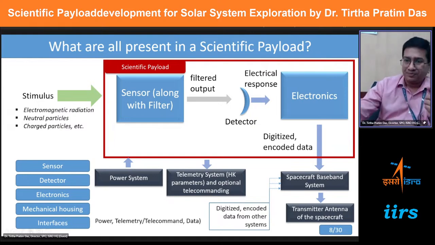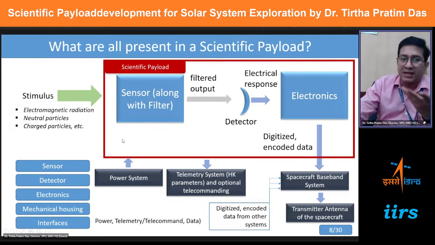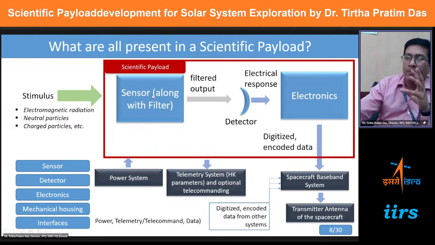Okay. So I have drawn a block, red color block, which I am calling a scientific payload. And let us see what are the things which are inside it. A sensor, which is along with a filter, which senses the stimulus. A stimulus could be an electromagnetic radiation, neutral particles, charged particles, whatever. It's a messenger which is coming. And the sensor senses. The sensor has to be sensitive to that kind of stimulus which you are relying on. Often it has a filter with it because you may not be interested in the entire spectrum of that stimulus. Okay, for that there is a filter.